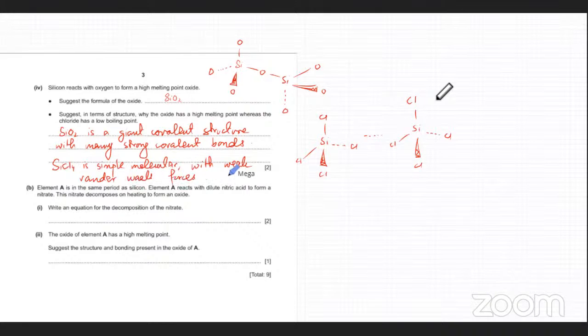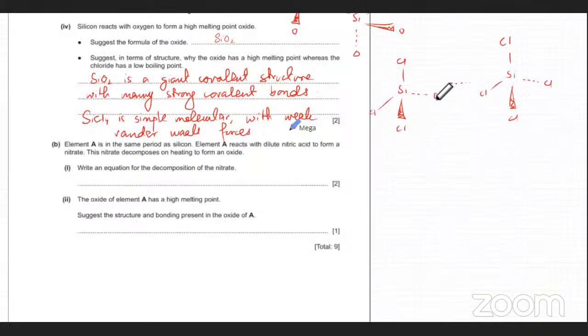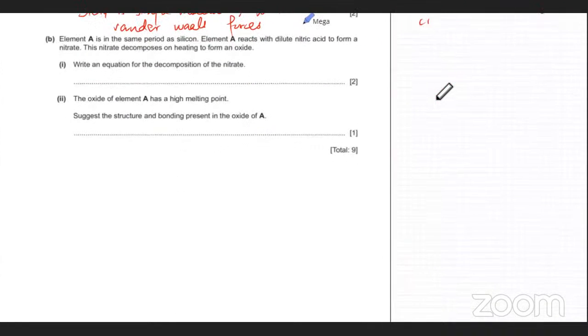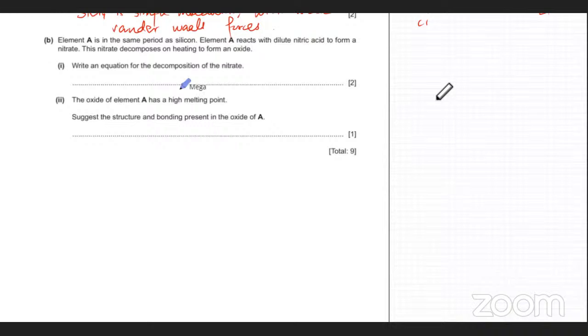Okay, is this clear? Mohammed, is this clear? Yes.